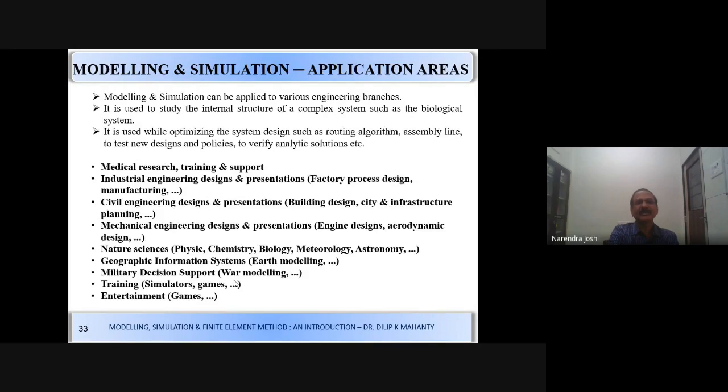Different application areas we have mentioned, but still briefly trying. Strongly reflected in our medical research, training and support, industrial engineering design and presentation, like factory process design, manufacturing. We have done a lot of projects in these areas. The complete factory process has been designed and productivity has been increased tremendously. Civil engineering design and presentation, like building design, I mentioned city and infrastructure planning, like travel, transport systems, etc. Mechanical engineering design and presentation, like engine designs, aerodynamic design for vehicles, for the aircrafts, for different aspects. Natural sciences, physics, chemistry, biology, meteorology, astronomy, many more applications are coming up.